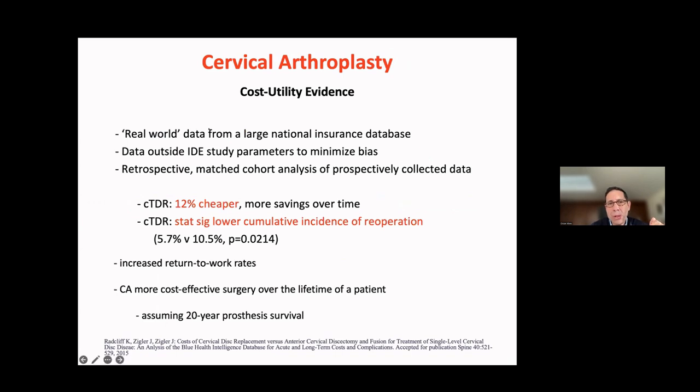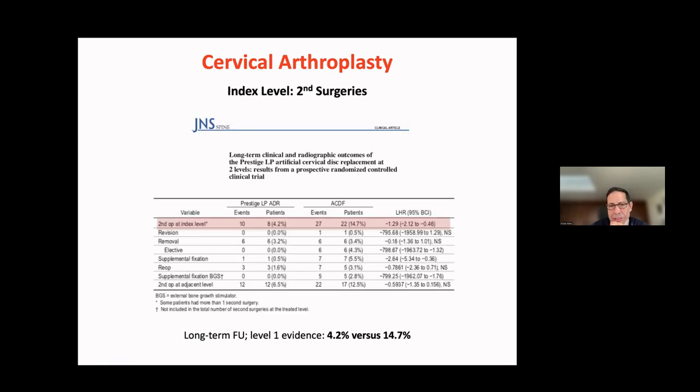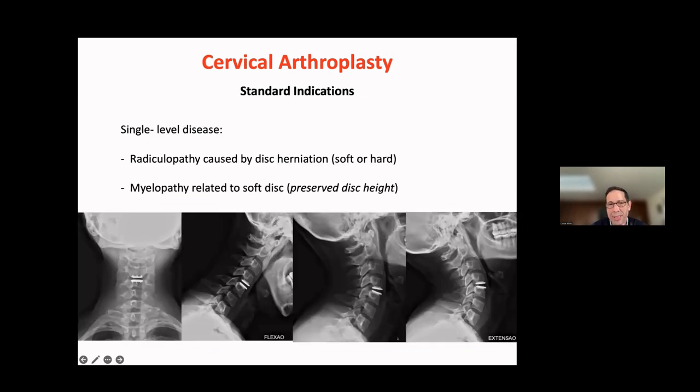If you look at the real world data from the National Insurance Database in the US, those are studies outside the IDE studies. It's a retrospective study. It's 12% cheaper, less reoperations, increased return to work. So it looks like a more effective surgery during the lifetime of a patient. And this is because you have fewer index level second surgeries. Long-term follow-up, level 1 evidence, this is what you get doing arthroplasty and what you get doing ACDF.